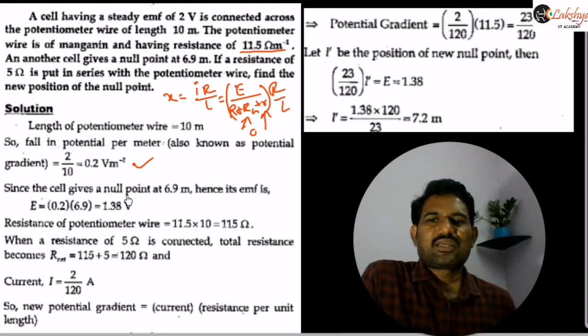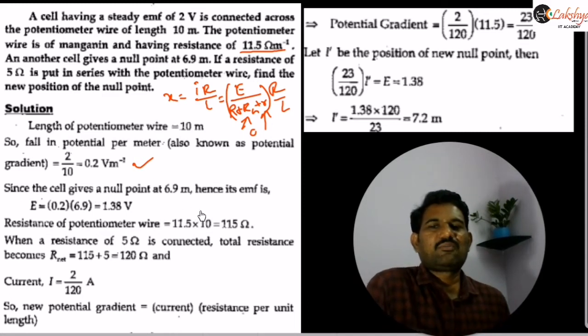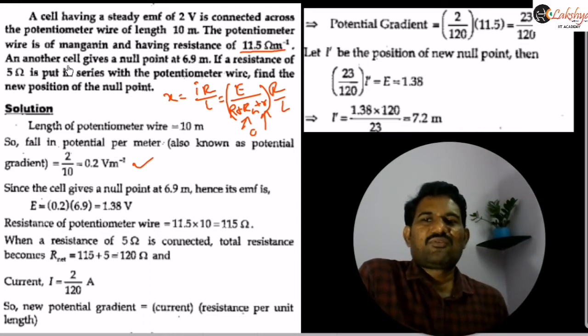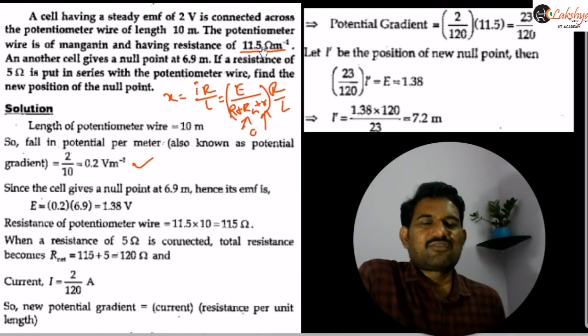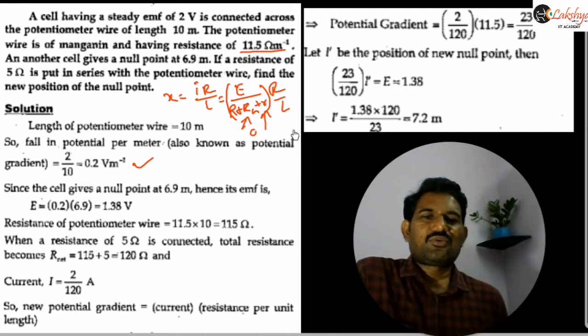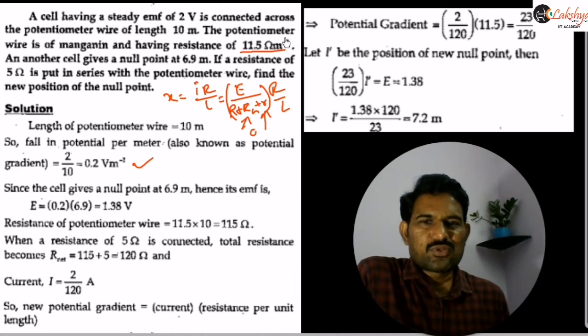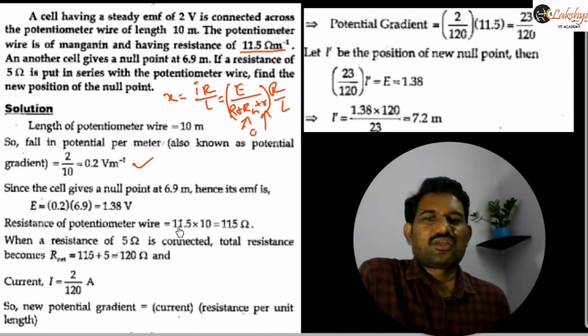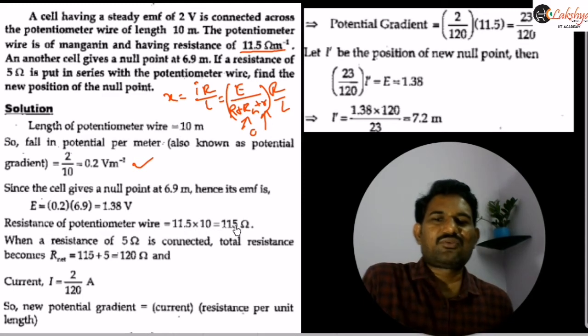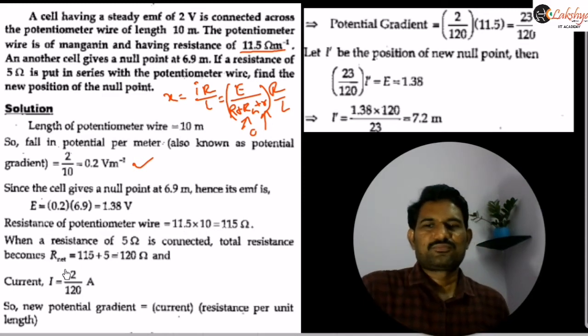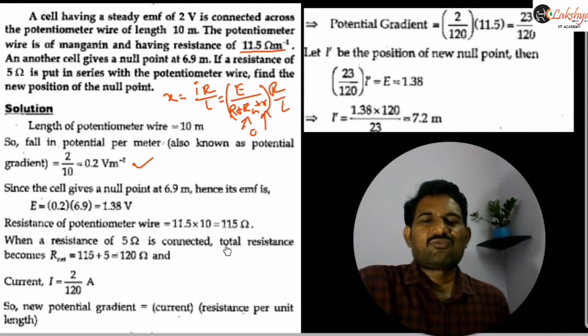And now since the cell gives a null point at 6.9 meters, we calculate the EMF of the cell in the secondary circuit. The balancing length is given, so potential gradient into balancing length gives us the EMF of the cell. So 1.38. Now the resistance of the potentiometer wire. As I said, you need to observe here, the resistance is given as 11.5. If you take the resistance of the wire directly as 11.5 without reading carefully, you will get the wrong answer. So you need to observe the units carefully here. Then the resistance of that wire is resistance per unit length into length of the wire, which is 115. When the resistance of 5 ohms is connected, then the total resistance.